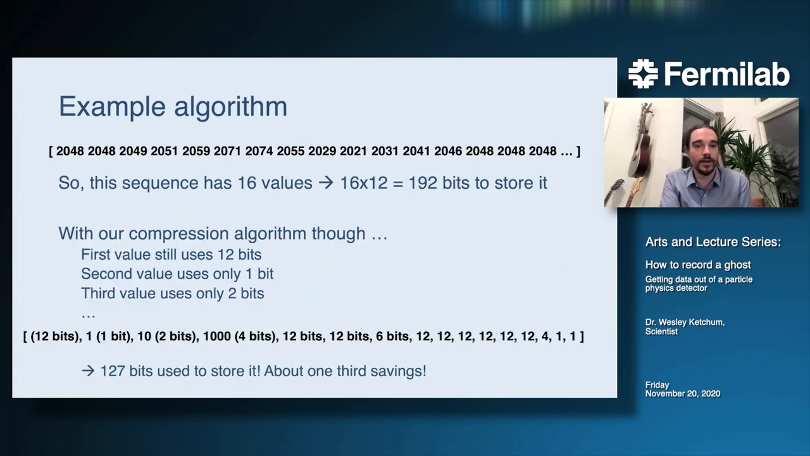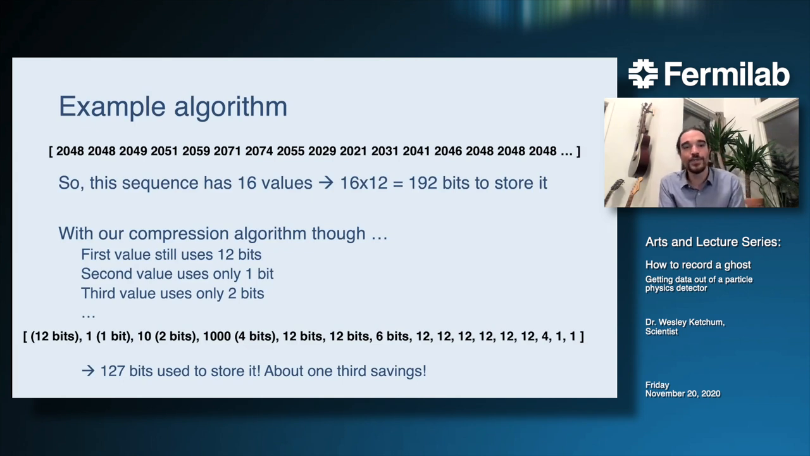So how does this work on our values here? If you look at that top sequence again, there are 16 values, so that's 192 total bits to store. With our compression algorithm, the first value we still need to store as the starting point, so that's still 12 bits. The second value is 2048 as well, the same as the first, so we store it as that binary 1 and only use one bit. The next value is 2049, just one greater than the one before it, so according to the scheme on the last slide, we use two bits: a 10.